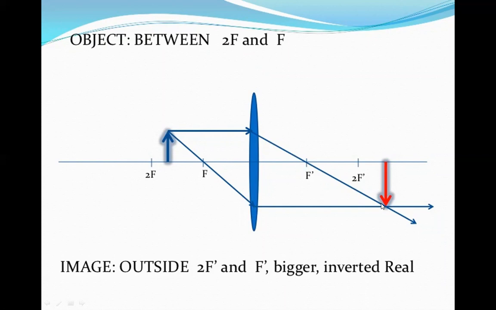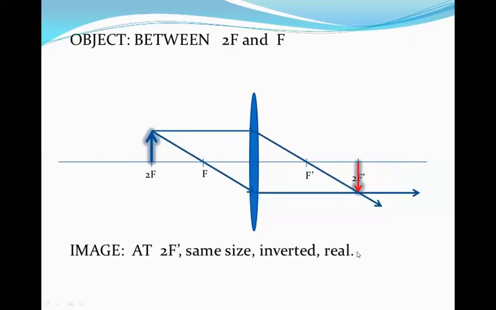Now here it's very clear from the diagram that the object size is smaller than the image size. Secondly, if the object is between F and 2F, then the image always forms beyond 2F or outside 2F. And third, as the image is inverted, it's real. So the characteristics of this image is, the image is formed beyond 2F, the size of the image is bigger or magnified, and it's inverted and real.